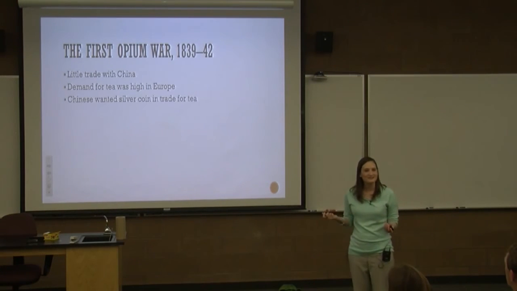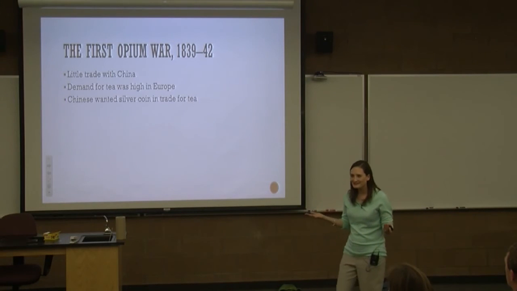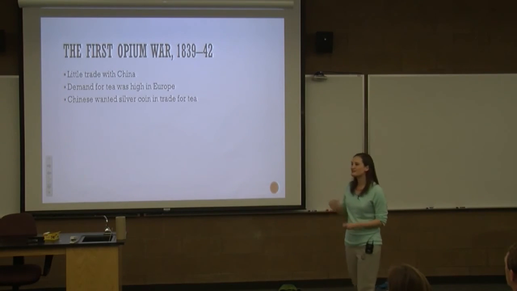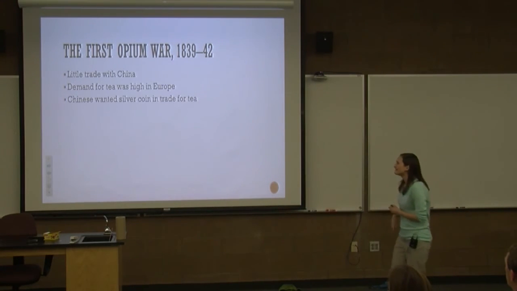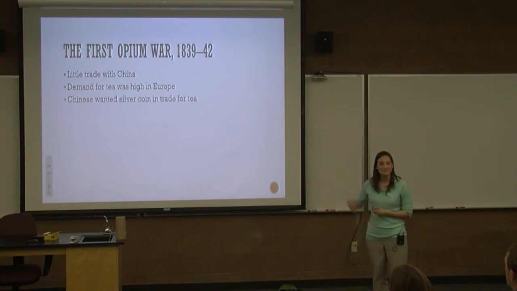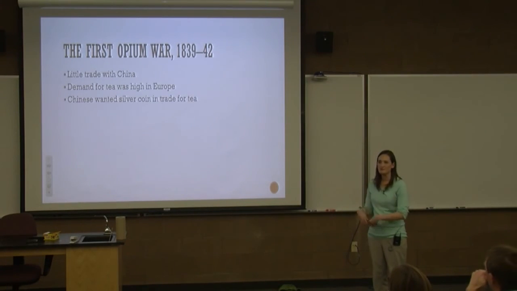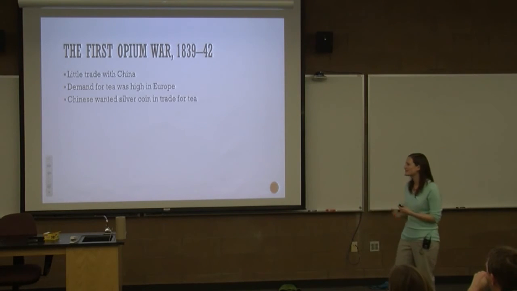So Europe is now addicted to caffeine. Probably not the worst thing to be addicted to. They like it though, especially tea. And tea back then was mainly from China. And so they wanted to trade with China for tea. China really didn't need anything from the Western countries. They were pretty much isolated on their own.